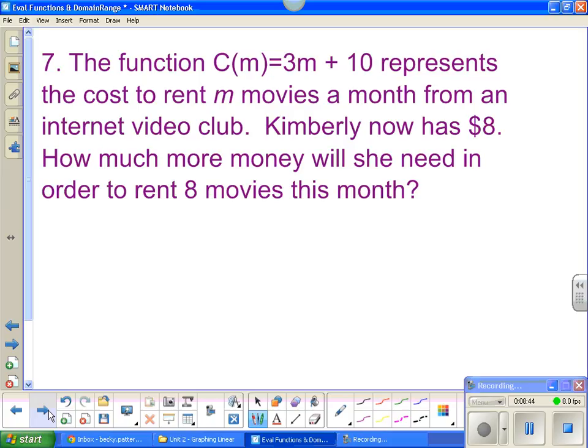The function c of m equals 3m plus 10 represents the cost to rent m movies a month from an internet video club. Okay, again, m stands for the number of movies. Kimberly now has 8 bucks. How much more money will she need in order to rent 8 movies this month? Well, if m stands for movies, I need to figure out how much it's going to cost for her to rent these 8 movies. So I'm finding c of 8.